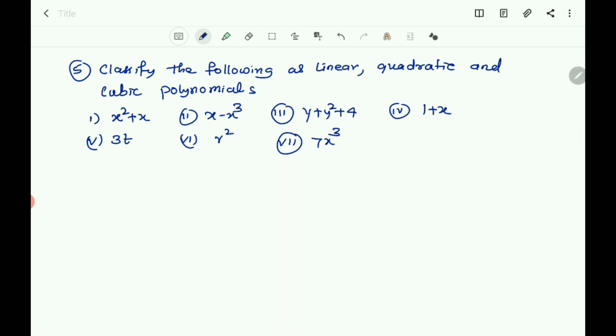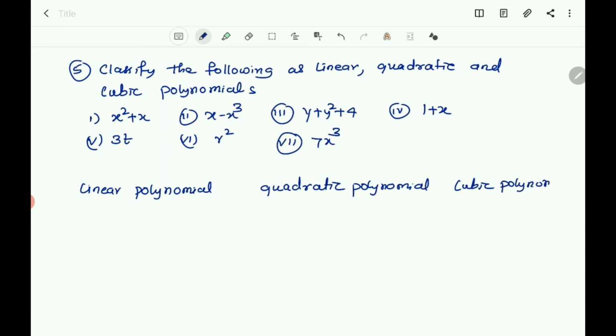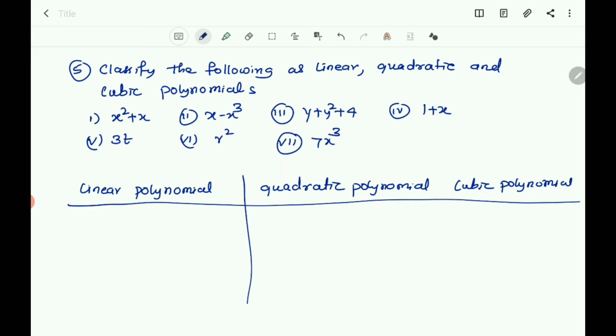So you make the columns here. First one is linear polynomial. Second you take quadratic polynomial. Third, cubic polynomial. And here you write, first one, x square plus x. This polynomial is having the highest power 2. So it comes under quadratic polynomial. So x square plus x is a quadratic polynomial.